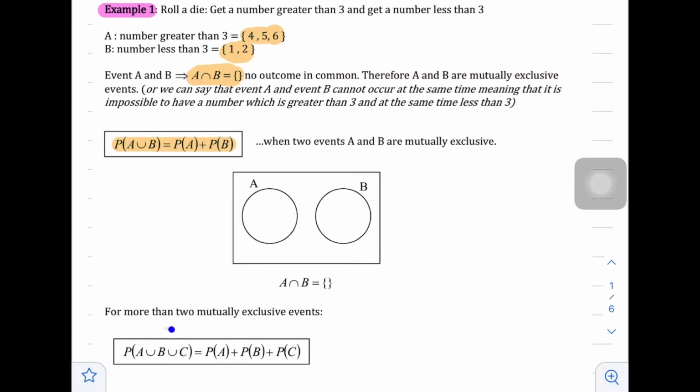If, let's say, you have more than 2 mutually exclusive events, your formula will be P(A union B union C) is equal to P(A) plus P(B) plus P(C). You don't have any intersection part. That is the only concept in 2.3. Okay, let's look at the examples.